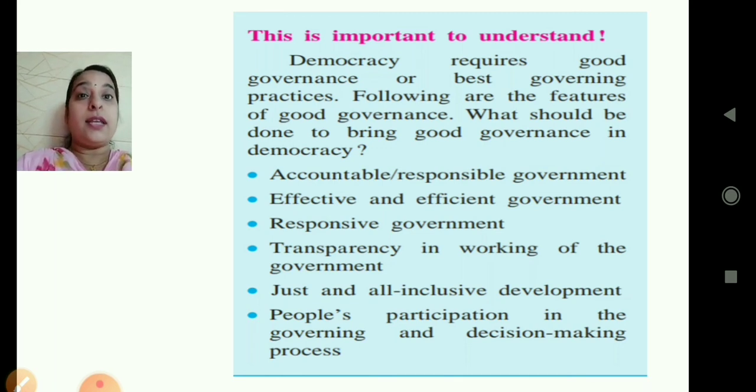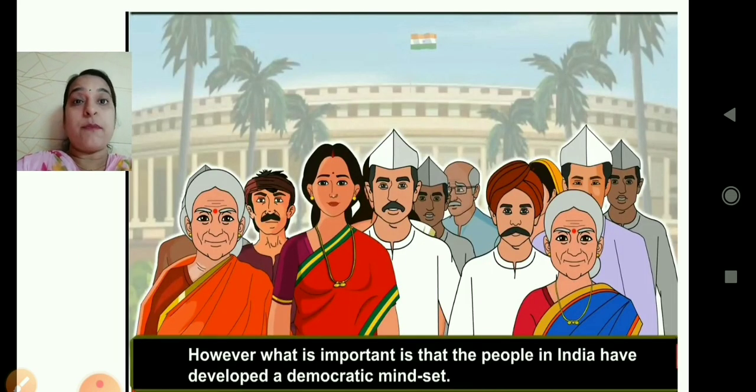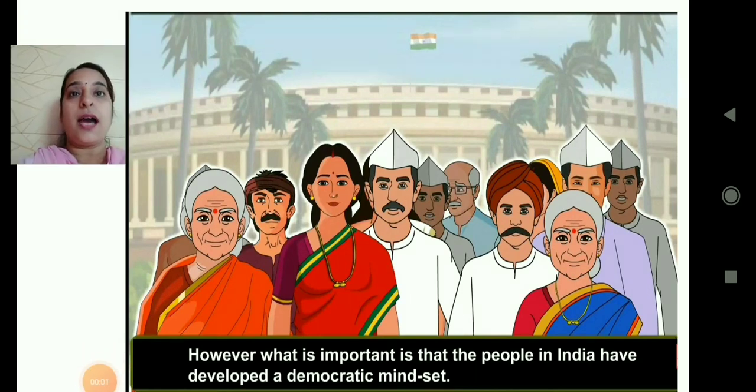Now children, in this chapter we have learnt about the working of the constitution. But children, there are many challenges before India's democracy, for example corruption, regionalism, terrorism. These are the various challenges before our Indian democracy. So there are many problems which are still confronting us. But what is important is that the people in India have developed a democratic mindset. Okay children, I hope you have understood this lesson, working of the constitution.